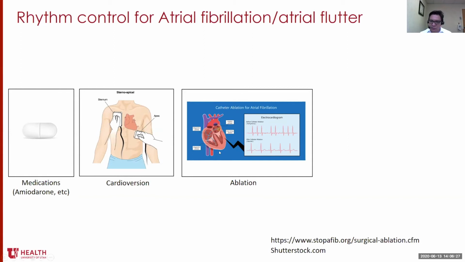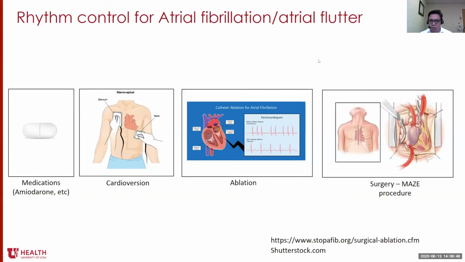An A-flutter ablation is very successful. If you have atrial flutter, the success rate of an A-flutter ablation is more than 90%. In atrial fibrillation, the success rate goes anywhere from 60% to 90%, and sometimes patients require 2 or 3 of those.